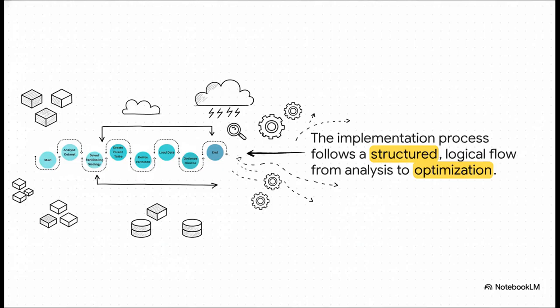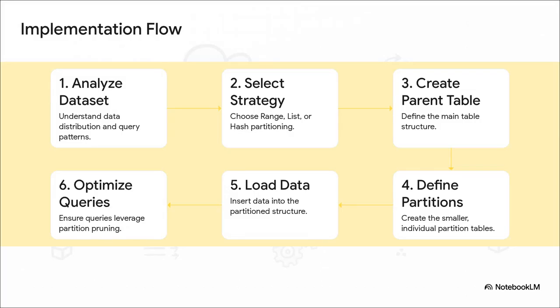You start by analyzing your data. And then you move step by step all the way through to optimizing your system for this new partitioned world. Let's just break that down really quick. Step 1, you do a deep dive, analyzing your data and figuring out how it's being queried. Then, step 2, you pick your strategy: range, list, or hash. After that, you create the main parent table, you define all the individual partitions that'll sit underneath it, you load your data in, and then finally, the payoff. You optimize your queries to take advantage of that awesome partition pruning we talked about.